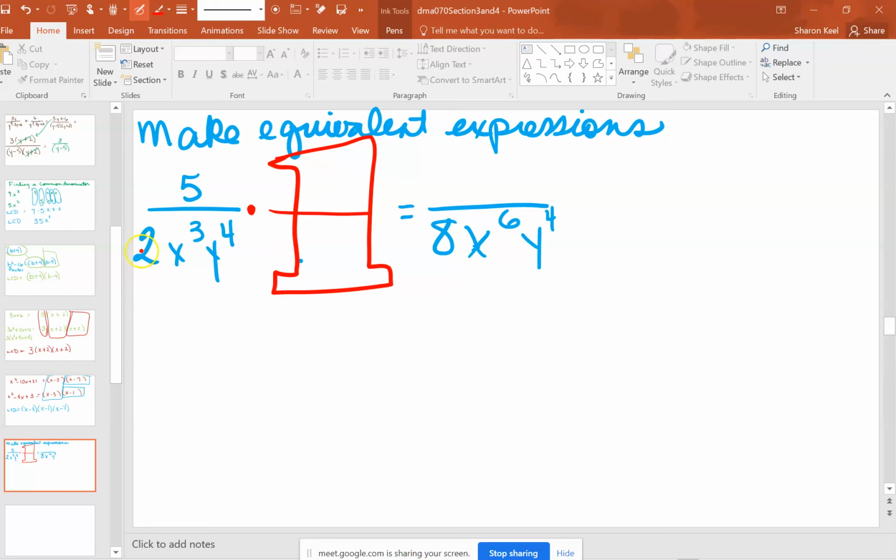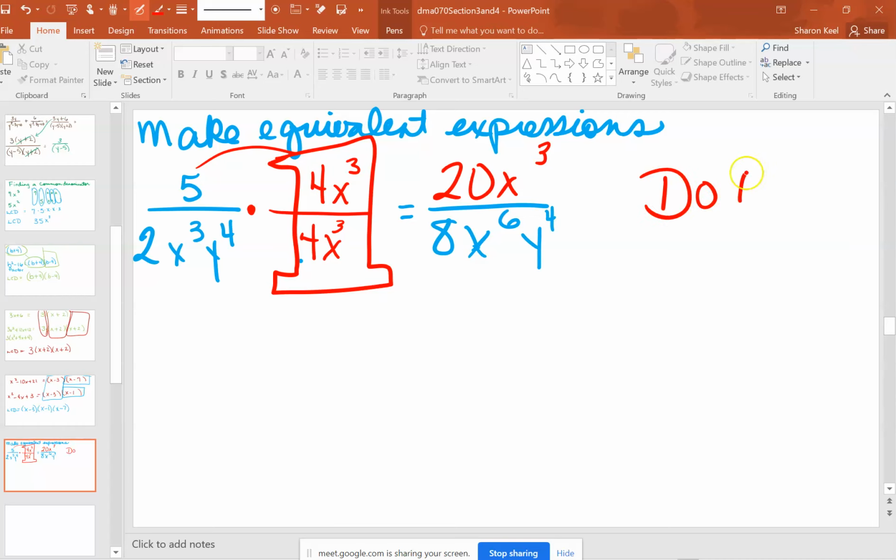So you're going to ask yourself, 2 times what number gives me 8? That would be a 4. If I have x cubed here and x to the 6th here, how many more x's do I need? I need 3 more to get to x to the 6th. If I already have y to the 4th and the exact same one here, I don't need any more y's. Whatever's on your denominator is going to become your numerator because that makes it one whole. To get the new numerator, you are just simply going to distribute. So 5 times 4x cubed is going to give me 20x cubed.